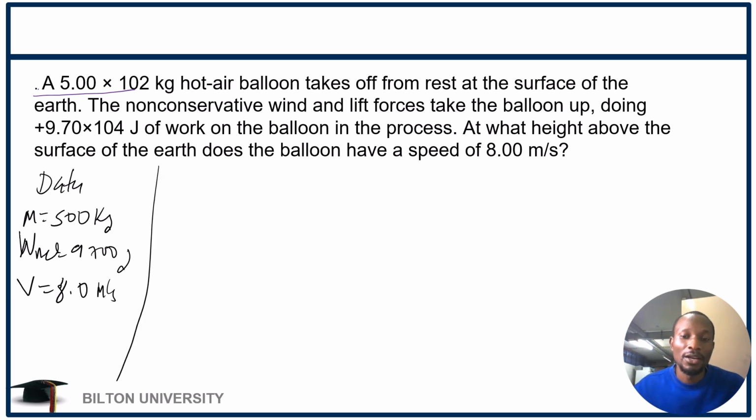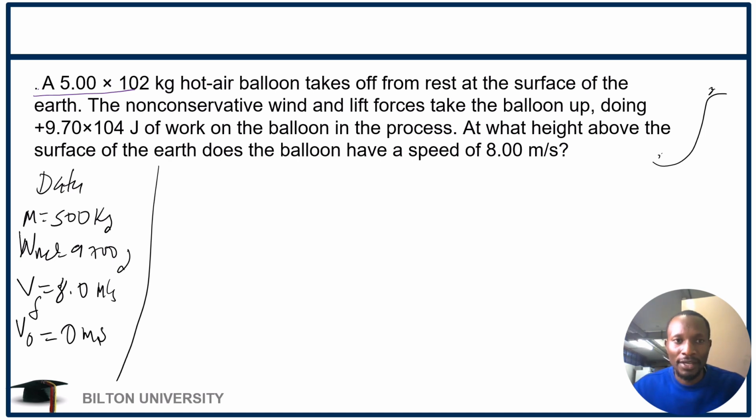We are told that this balloon is moving, taking off from rest. So when taking off from rest, it means that V initial is equal to 0 meters per second, and therefore this is our VF. Whenever you are told that it is moving from rest, it means that the initial velocity is 0 meters per second. Coming to rest, final velocity is equal to 0. The question says, at what height above the surface of the earth does the balloon have a speed of this? So this balloon starts moving from a point like this, and it goes to this point.